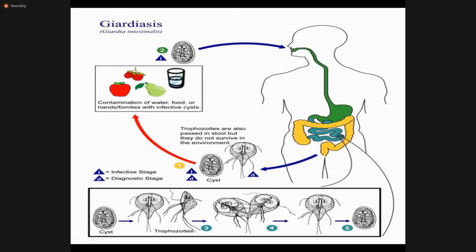After excystation it is converted into trophozoites, and then these trophozoites are passed into the stool. Again, it has two stages, the infective stage and the diagnostic stage. The diagnostic stage is obviously when the trophozoite and the cyst are found in stool samples, so we can decide which pathogen is present. In laboratory diagnosis, we take a sample of the stool and do serology, or culture.